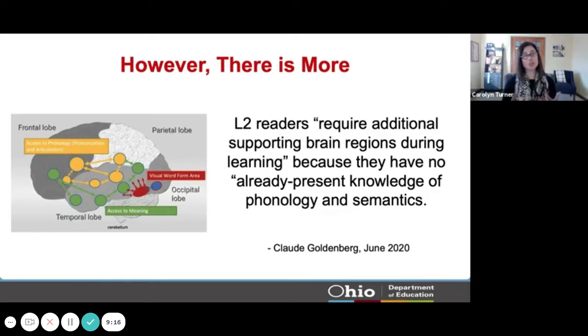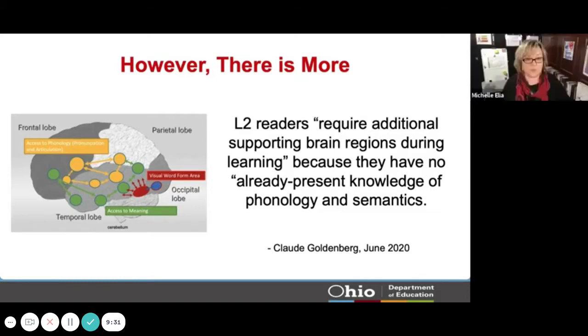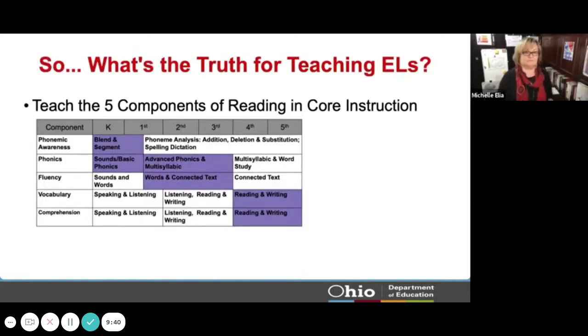And so our instruction, just like it's beneficial for all of our readers, we have to provide those additional supports in the phonology, which we'll talk about in our next session, and then also in those semantic areas, which we're going to really focus on today. Because really it's about language. It's about building on the oral language skills in order to learn to read.